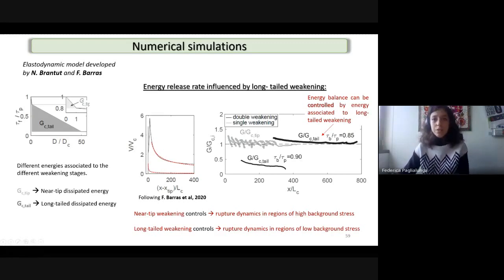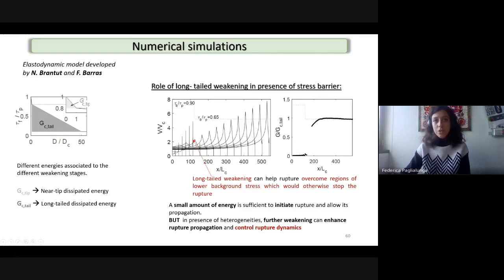And this might have a consequence also in a case in which we have stress heterogeneities. So for example, if we don't have a uniform background stress, but we have a step in background stress. In this example, there is higher background stress in the center and lower afterwards. You can see that rupture nucleates and propagates, and rupture dynamics is controlled by the near tip weakening. And as soon as the rupture encounters the stress step, the stress decrease, the increase in slip velocity is arrested, but rupture can still propagate thanks to the long tail weakening that helped the rupture to overcome the barrier.